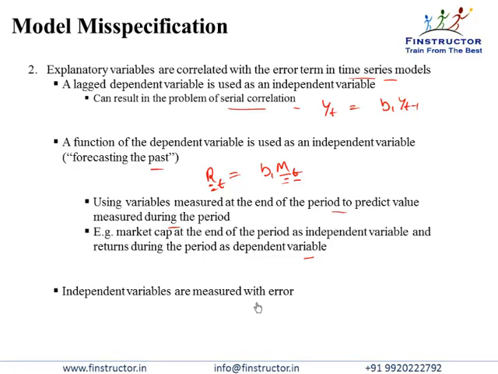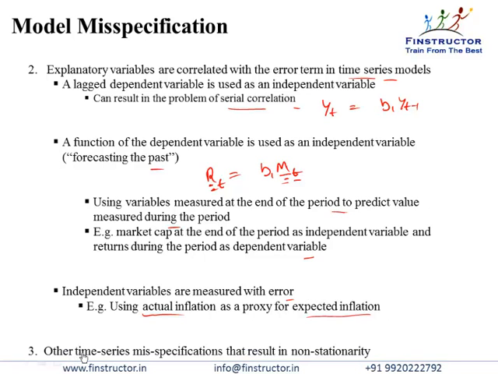If independent variables are measured with error, for example, we are using actual inflation as a proxy for expected inflation. The model wanted changes in expected inflation in the example that we did. But because we are unable to collect data for expected inflation, we are using actual inflation. That will also cause an error. There can be other time series misspecifications also that we will study in the coming review that result in non-stationarity. So just keep this in mind. What stationarity means and what non-stationarity is, we'll study with time series analysis.